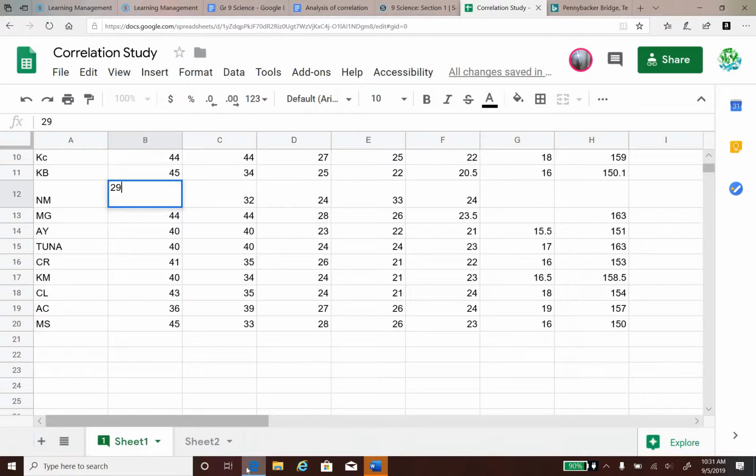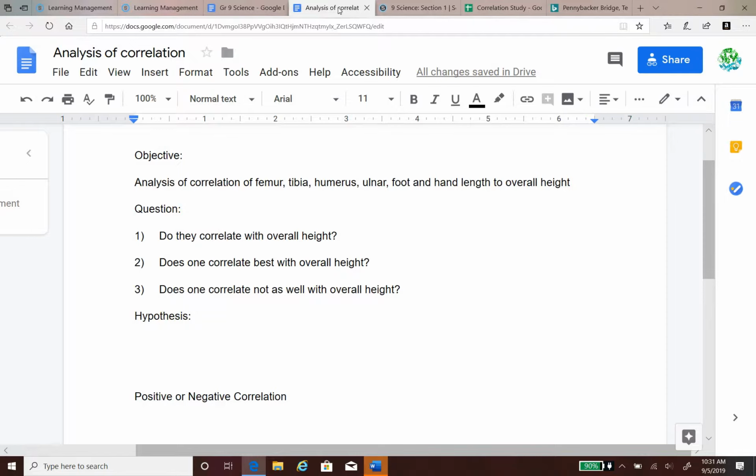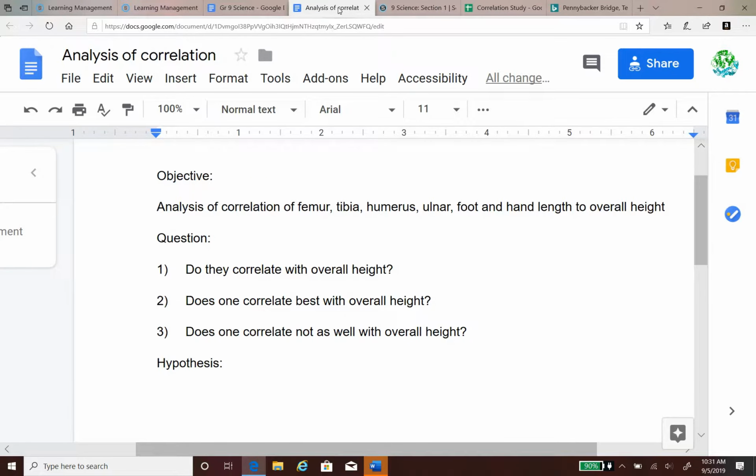Okay, so I'm going to go over what you need to do for this correlation study, okay? First, I want to go back to what the point of this is. Remember, we're going to look at correlating 6 things to overall height. The 6 things were length of your femur, tibia, humerus, the ulna, the foot, and the hand to your overall height to see if there's any sort of a correlation.